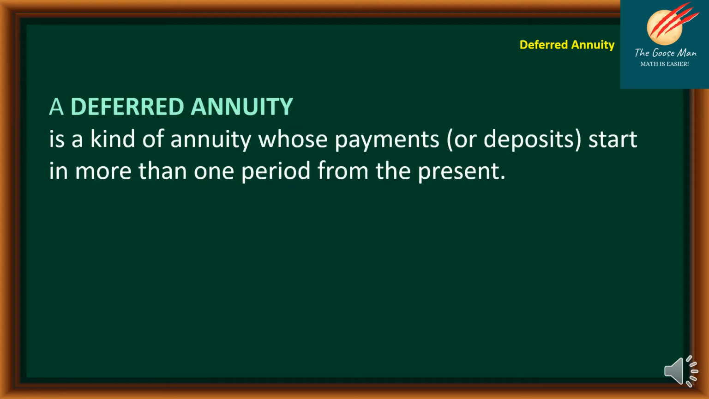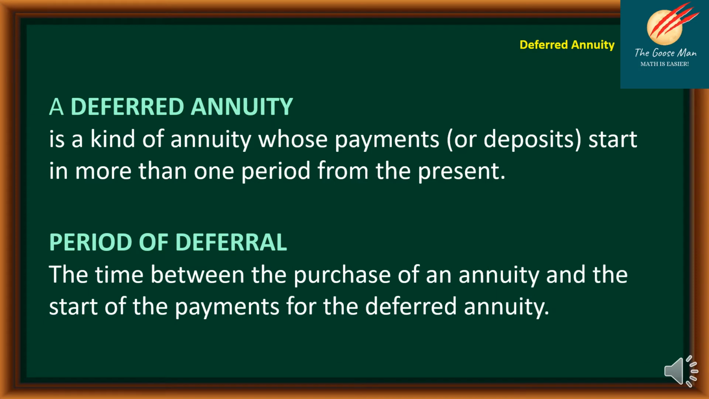Let's talk first about the deferred annuity. It is a kind of annuity whose payments or deposits start more than one period from the present. Also, the period of deferral is the time between the purchase of an annuity and the start of the payments for the deferred annuity.